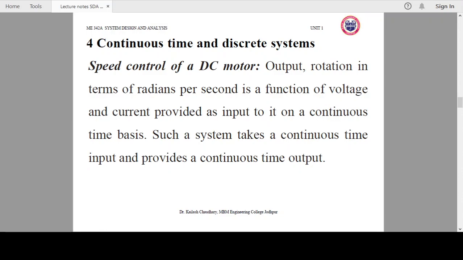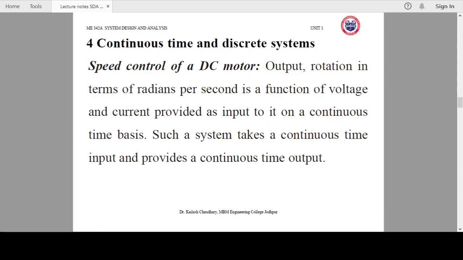Then comes the quite simple understanding of continuous time and discrete systems. We all know that data are continuous or discrete. Now how we'll differentiate between continuous and discrete systems, we'll see through some examples.